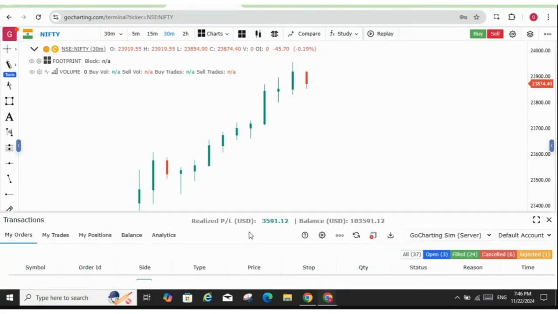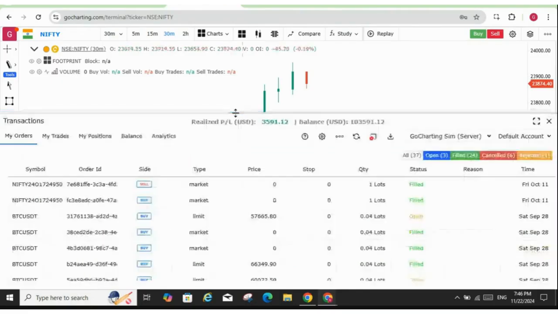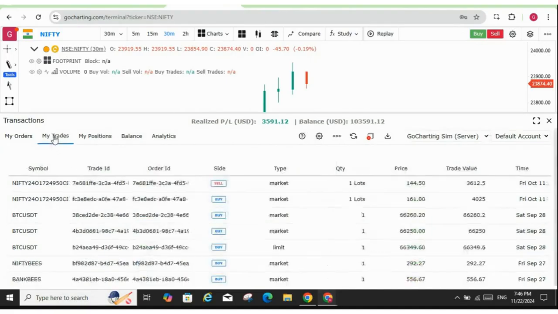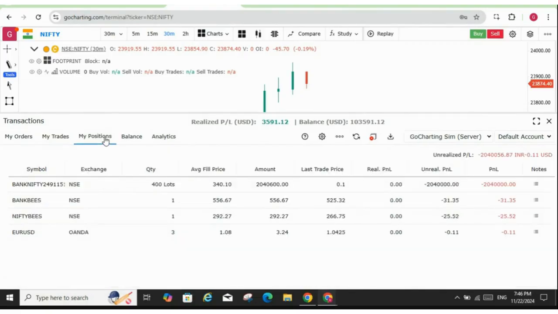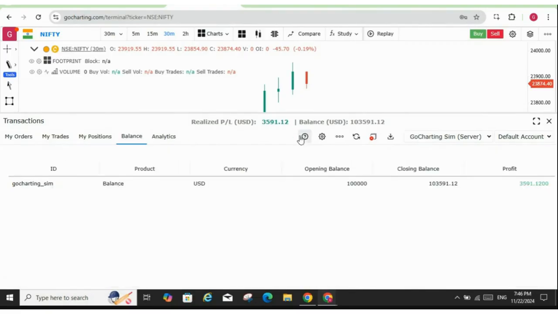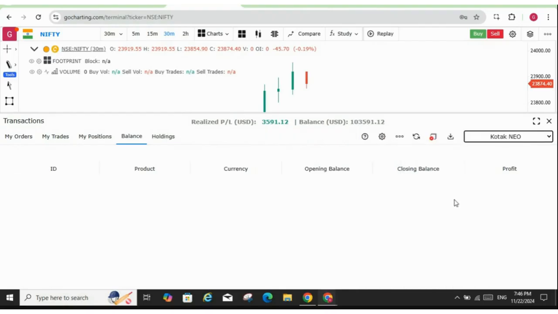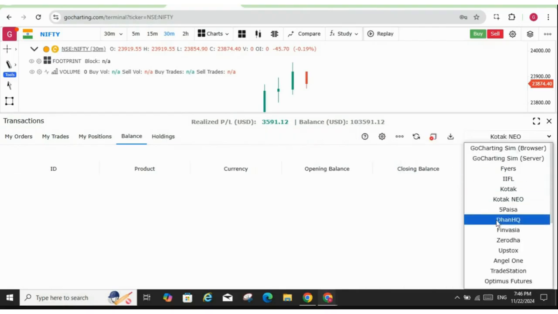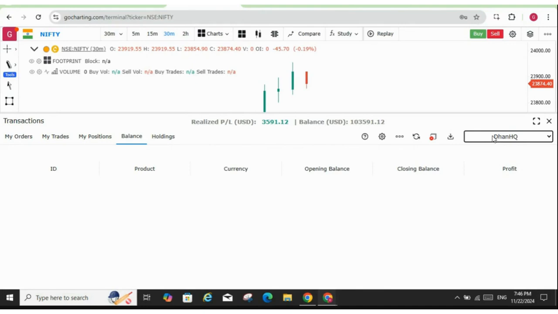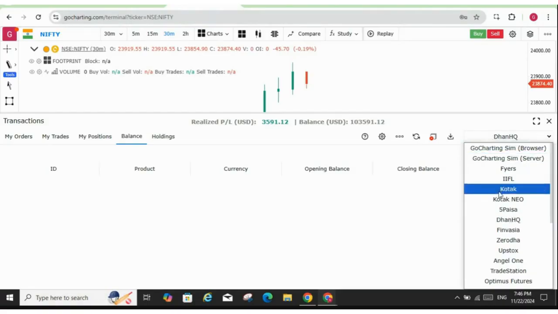This is your account section. So this is also important. If you see this account section, here your trades will be there: your orders, your trades, the position, the balance. You can choose the broker from here. For example, this is the sim side server, and you can choose the Kotak Neo. Suppose you have accounts in multiple brokers, and you want to add Dhan as well as Kotak Neo.